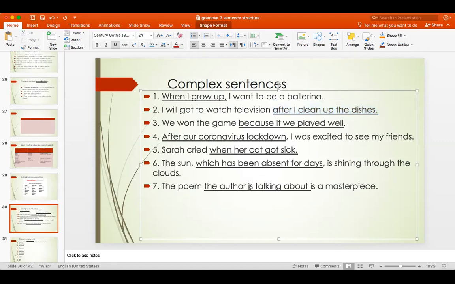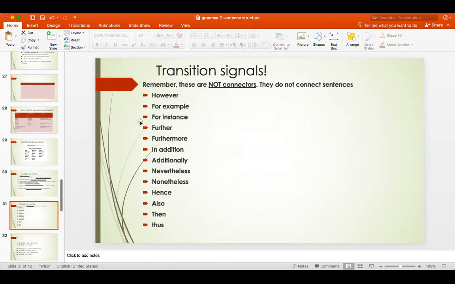Look at number 7. It could be tricky here. There's no subordinator because it is deleted. When which, who, whom, or that are used for the object, you can delete them, and it's beautiful. So "the poem" is the subject, "is" is the verb, and then "the author" is another subject, and "is talking" is the other verb. Originally it is "the poem which the author is talking about is a masterpiece." Again, warning: these transition signals are not connectors. They don't connect sentences. I'll show you examples in a bit.